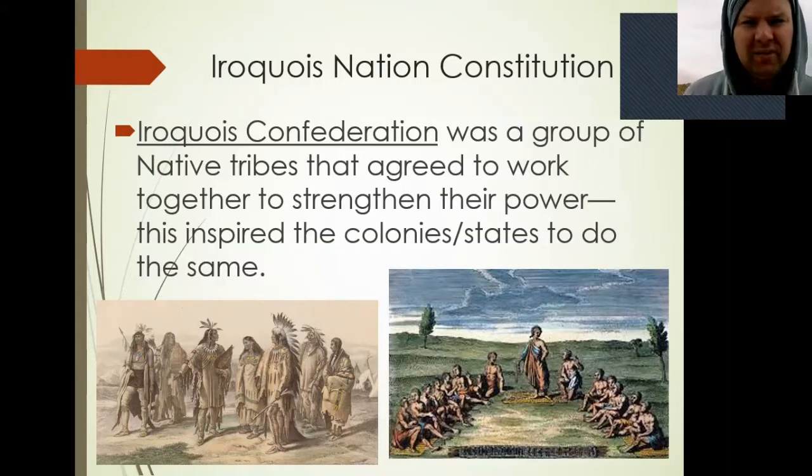So the Iroquois Confederation was a system of native tribes that agreed to work together. They would meet together to make decisions, just like any government would. And part of that would be to create laws that would apply to the Native American tribes themselves.